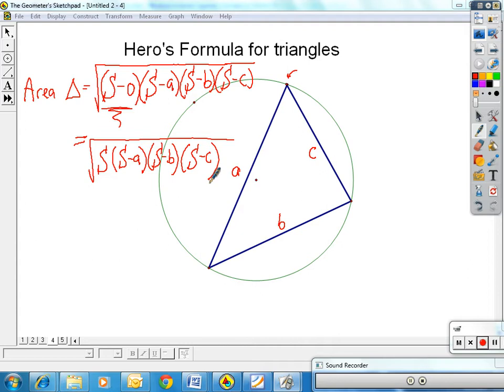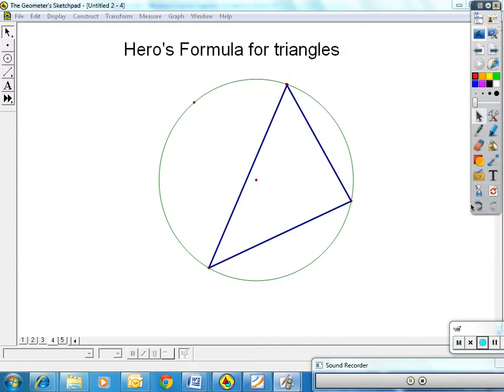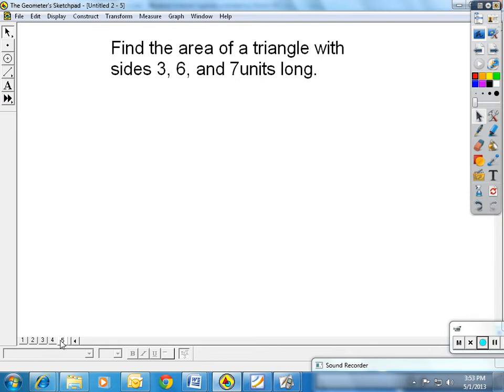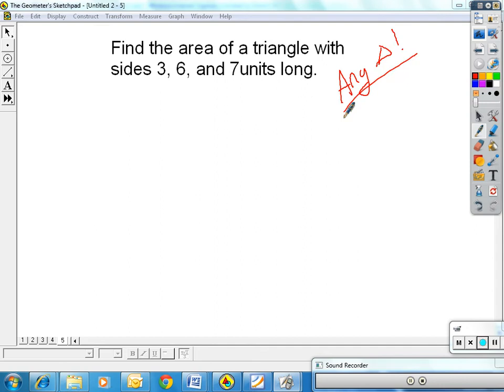So we have a couple of ways to find the area of a triangle: 1/2 base times height, and now our new one, Hero's formula. Let's give it a shot. Find the area of a triangle with sides 3, 6, and 7. Now the nice thing about it, it works for any triangle. Every triangle is cyclic, right? So this works.